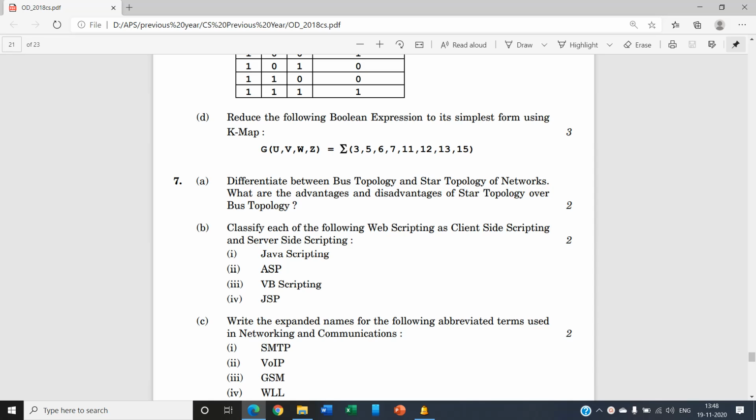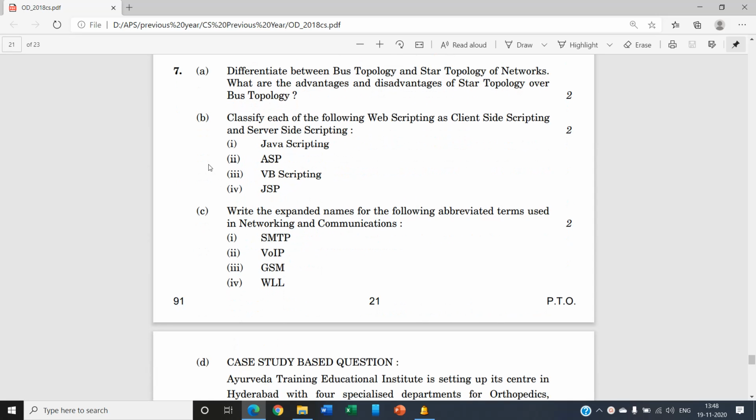So in this question paper there is no question from societal impact or cyber crimes, and the only thing we are going to focus on is networking concepts here. Okay, so let us go ahead and start solving this question paper.